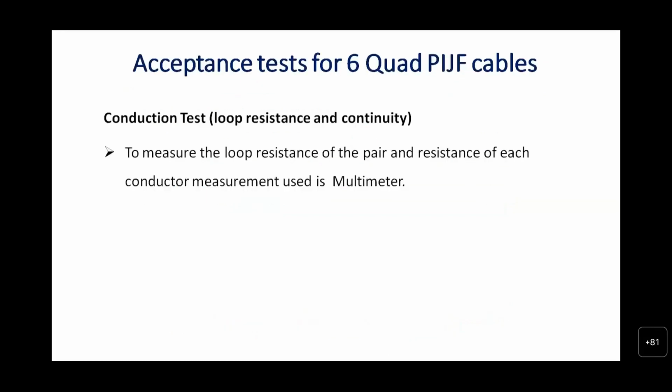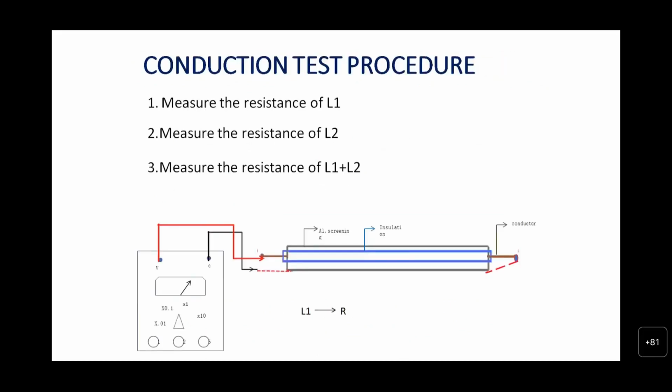The acceptance tests of 6 quad cable. As already repeated, measure the loop resistance of the pair and the resistance of each conductor using a multimeter. So we have to measure the resistance of limb 1, conductor 1.